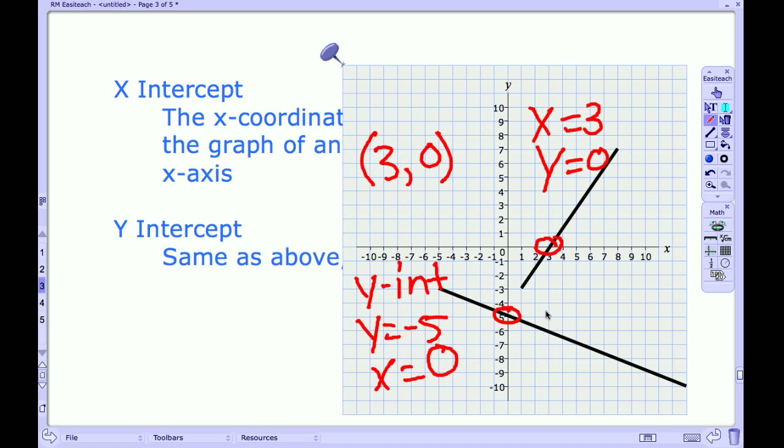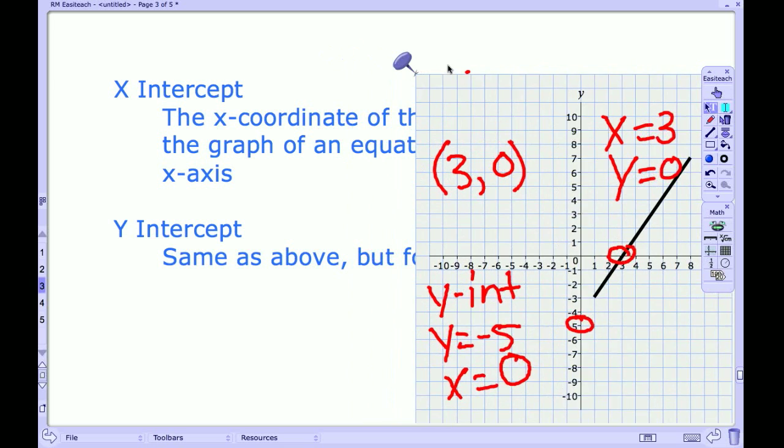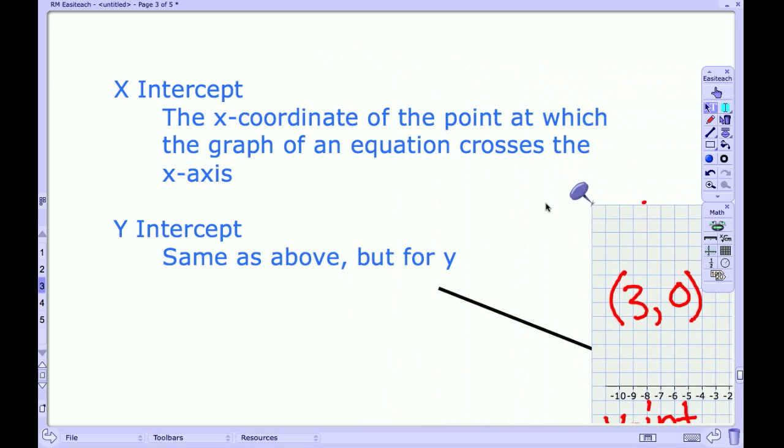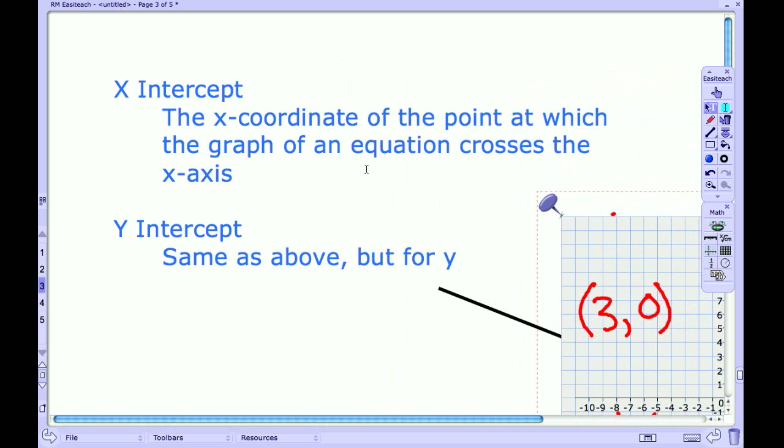So when it crosses the x-axis, the value of y is 0. When it crosses the y-axis, the value of x is 0. So the definitions of those two would be pretty close to the same. Let me move this out of the way so we can see. The x-intercept is the x-coordinate of the point at which the graph of an equation crosses the x-axis. The y-intercept is the same as above but for y: the y-coordinate of the point at which the graph of the equation crosses the y-axis.